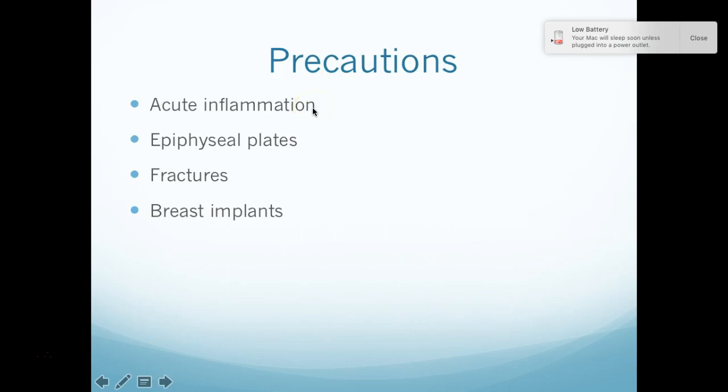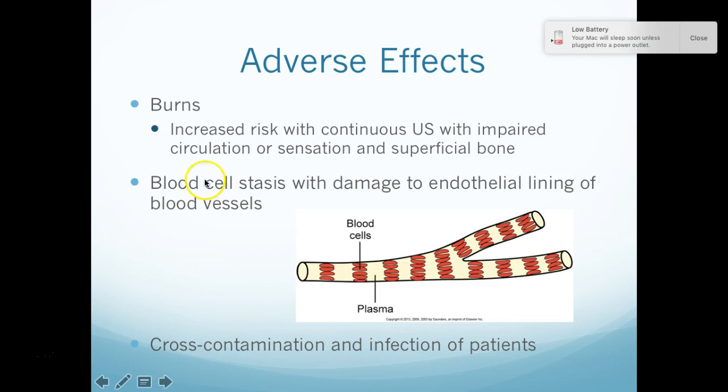Precautions: acute inflammatory phase, obviously you could use the pulse setting, correct? Epiphyseal plates, because we don't want to affect the growing of that. Same with the fractures and breast implants. We don't want to impair what's going on there. Adverse effects, that's burn. We were kind of talking about that. You get that periosteal burn. You can get blood kind of coagulate in one area. And obviously you can get cross-contamination infection of patients. So you always want to clean that sound head off with alcohol before you use it on another patient. Okay.